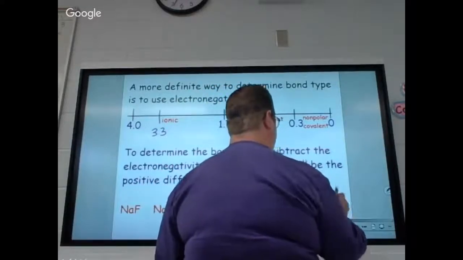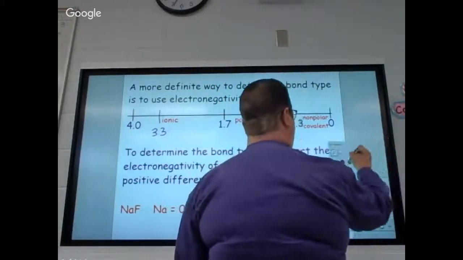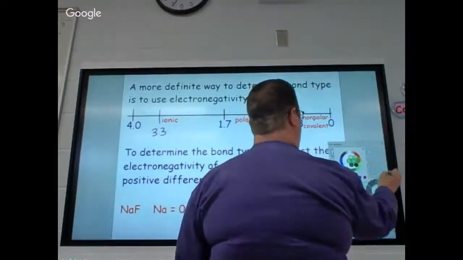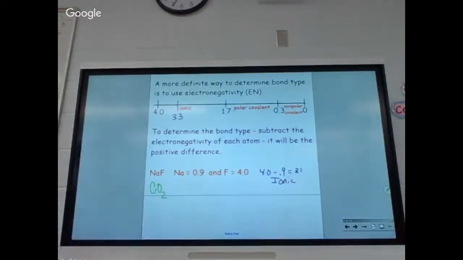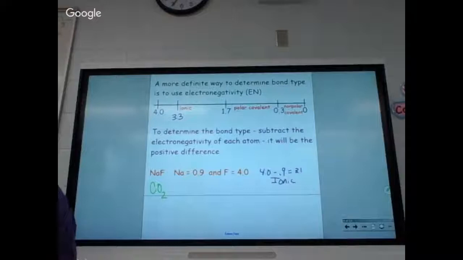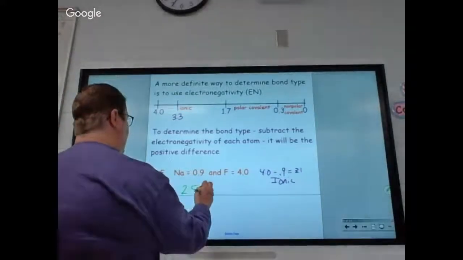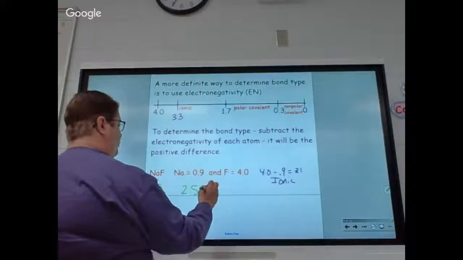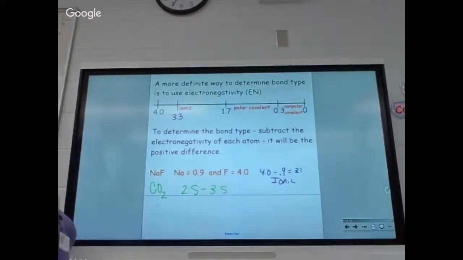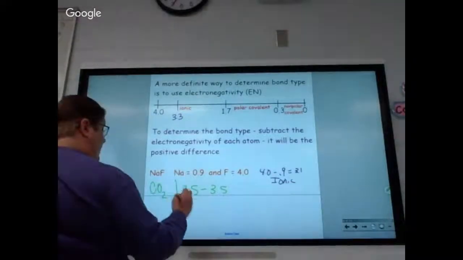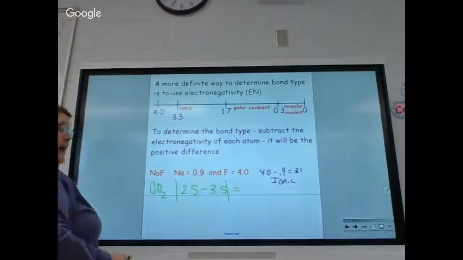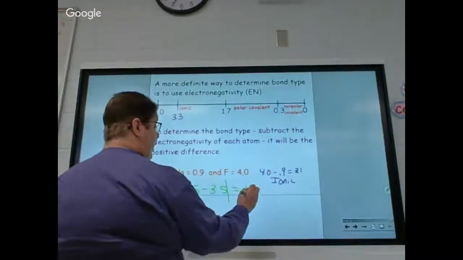Okay? 3.1. All right. Suppose I have one that has some numbers in it. Like, let's say this time I have CO2. Do I use the numbers? No. I still look up C. C has what number on the chart? 2.5 minus, what's oxygen? 3.5, and this time I intentionally wrote the numbers backwards so that it would turn out to be what kind of number? Now, it's an absolute value. So this time we get a number of 1.